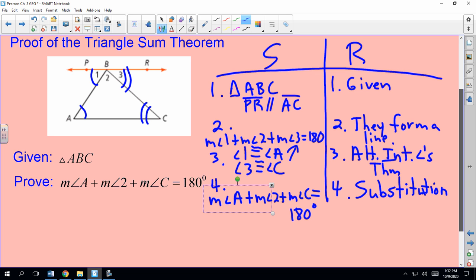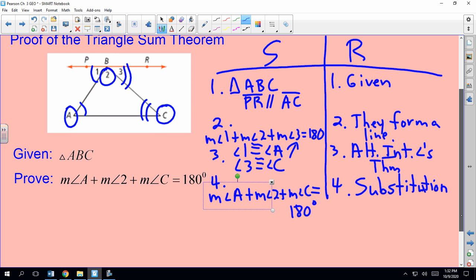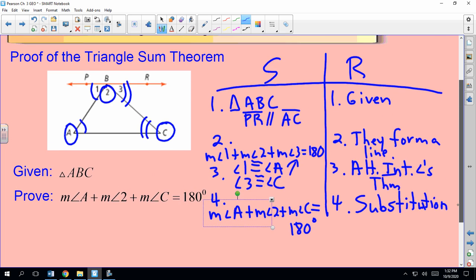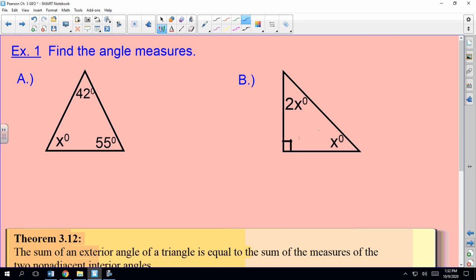And that is the proof of the triangle sum theorem that says the three angles in a triangle, here, here, and here, no matter what the triangle is, what size it is, will always add up to 180. So as we've been doing all along, once we get a theorem, we use the theorem to solve problems for missing angles, and then also solve some algebraic problems that use the same theorem.